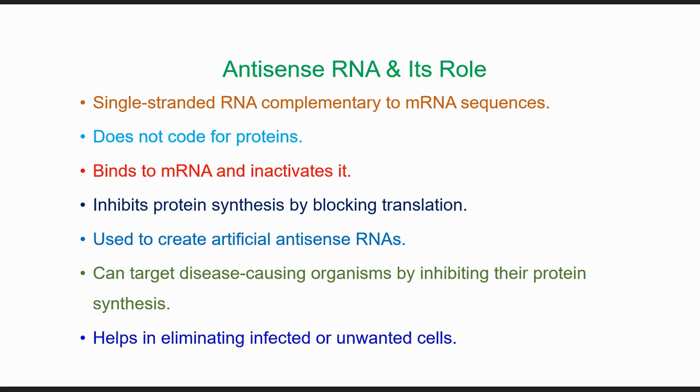Antisense RNA. Antisense RNAs contain sequences that are complementary to protein coding sequences of mRNA. These are single-stranded like mRNA but cannot code for proteins. However, they can interfere with and inactivate their complementary mRNA sequences, thus inhibiting protein synthesis. This ability of antisense RNA has led researchers to create artificial antisense RNAs that can inhibit the protein synthesis of potential disease-causing organisms or of infected cells, which then end up killing unwanted cells.